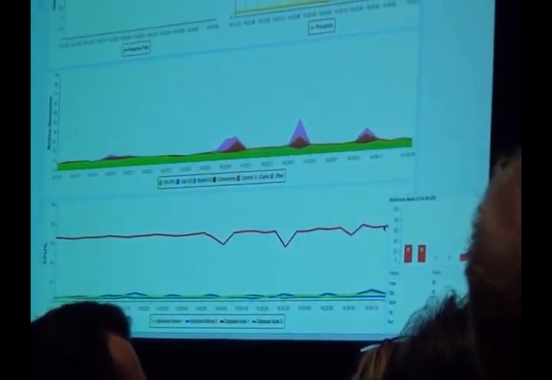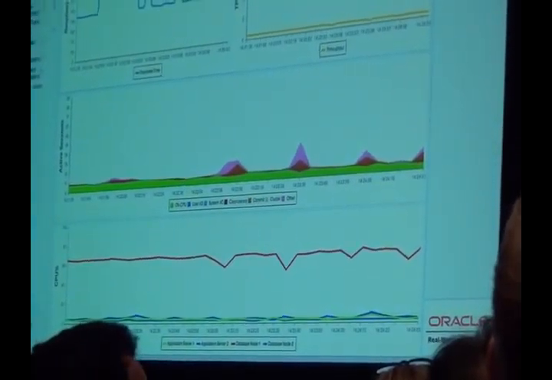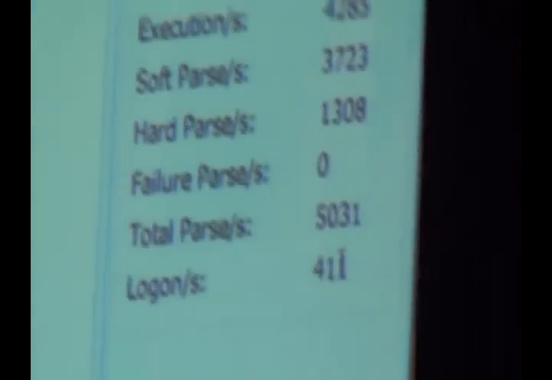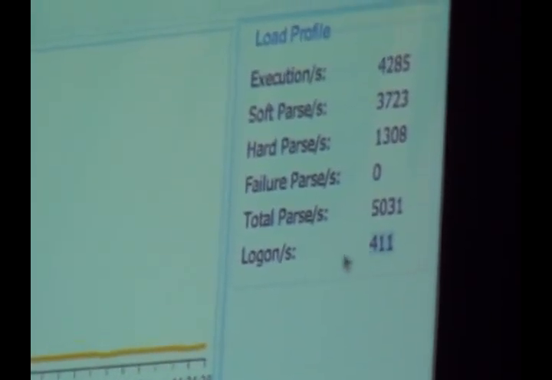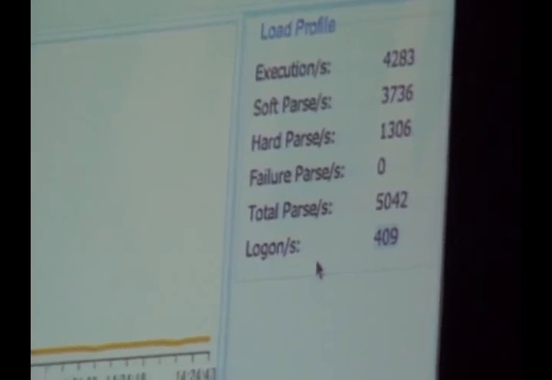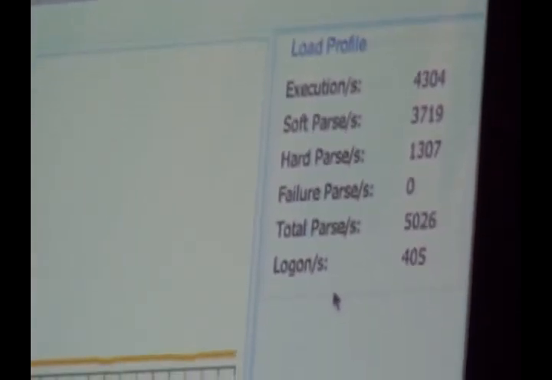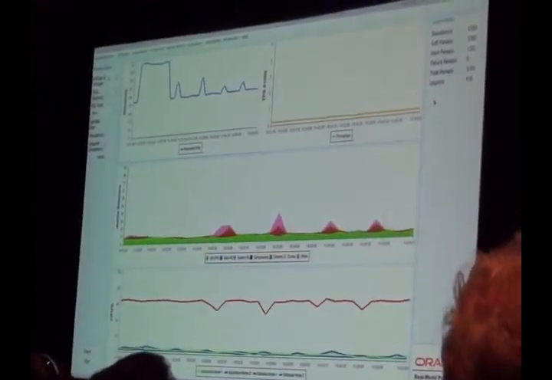Now if we look at the load profile over on the right-hand side of the screen, the last line there is logons per second. We're doing about 400 transactions per second. We're also doing about 400 logons per second. That's interesting. So, Dev Manager, what architecture have you implemented here? Because this looks like it's logging on for every transaction.